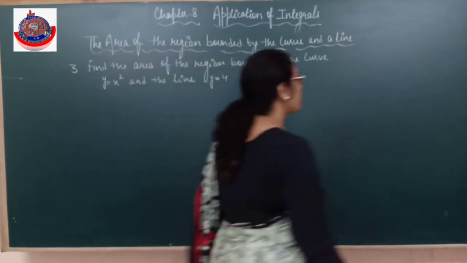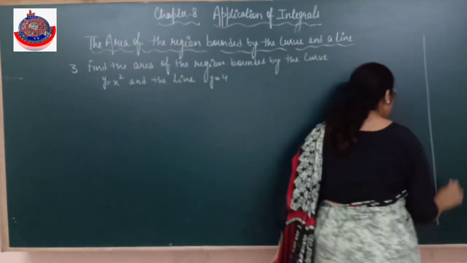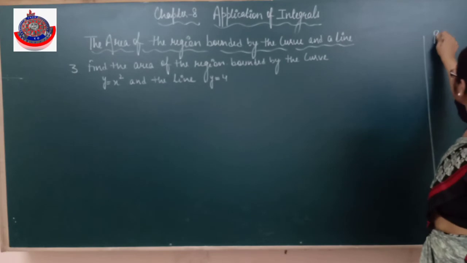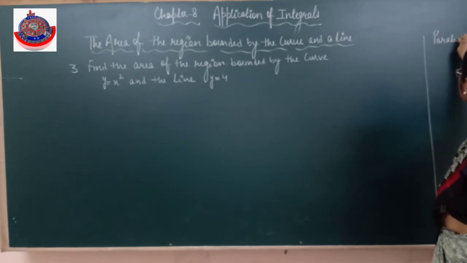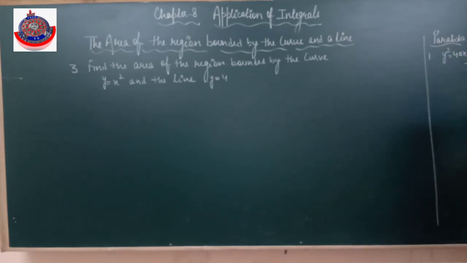Now the curve, if I talk about, this is the standard form you have done already. These are the parabolas. So you know the parabola standard forms: y square is equals to 4ax, which is this one. Y square is equals to minus 4ax, which is towards left. X square is equals to 4ay, that is an upward parabola. And x square is equals to minus 4ay, that is a downward parabola.